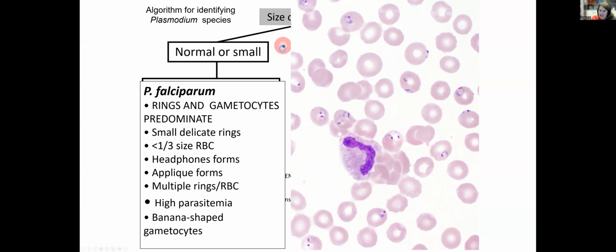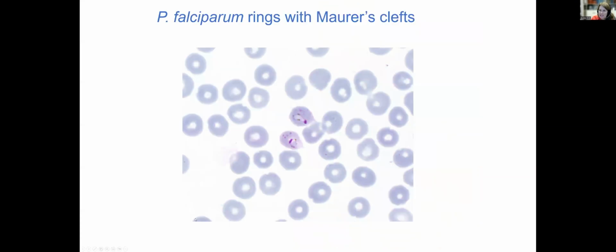You also see something called applique forms, where the parasite looks like it's been applied to the outside layer of the red blood cell. Here's another one. It's actually intracellular, but it looks like someone just stuck it or applied it to the outside. You could also get multiple rings within a single red blood cell. That's a soft feature. You could see that with other species as well. I've seen that with Plasmodium vivax several times. And then the banana-shaped gametocytes.